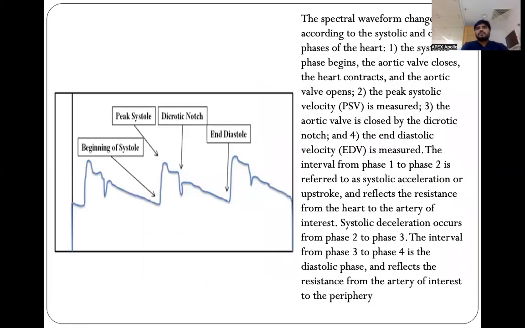This is the normal spectral waveform, according to the systolic and diastolic phases of the heart. The aortic valve opens, the heart contracts, and peak systolic velocity is measured. Then the aortic valve closes, marked by the dicrotic notch, and the end-diastolic velocity is measured. The interval in systole is referred to as systolic acceleration, called the upstroke. Then phase 2, phase 3, phase 4. The diastolic phase reflects resistance from the peripheral arteries.